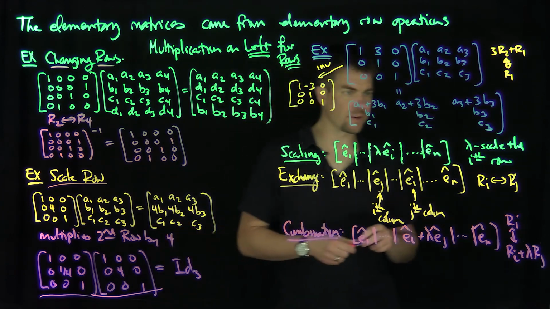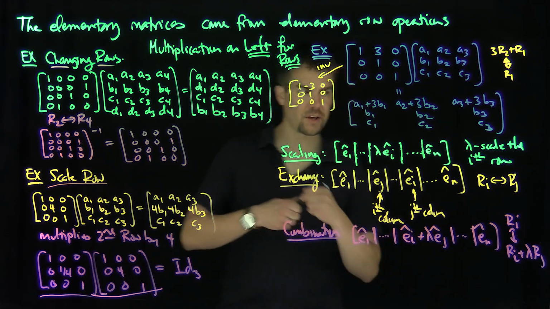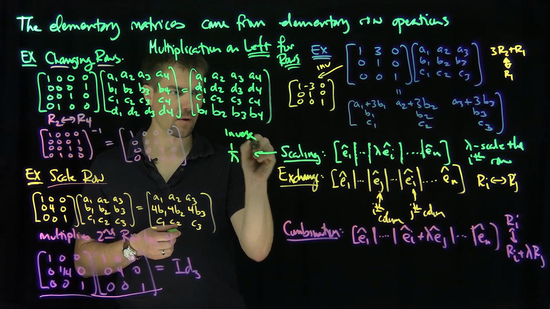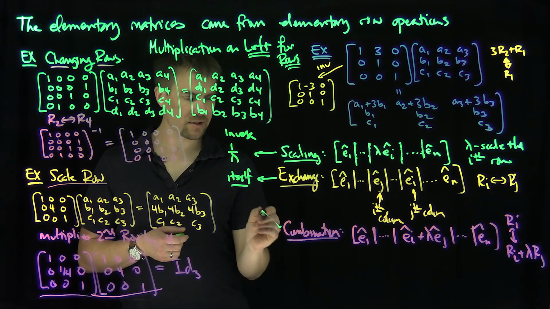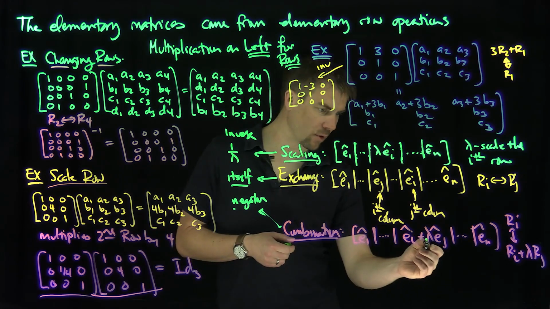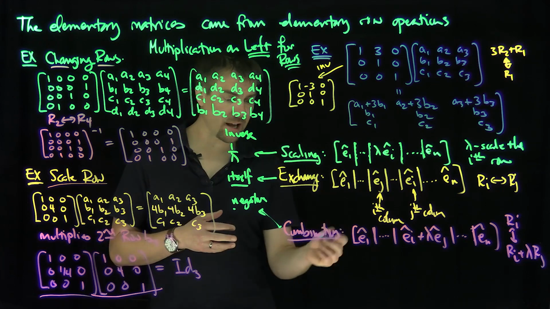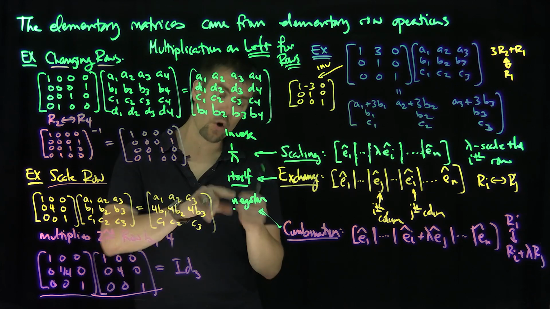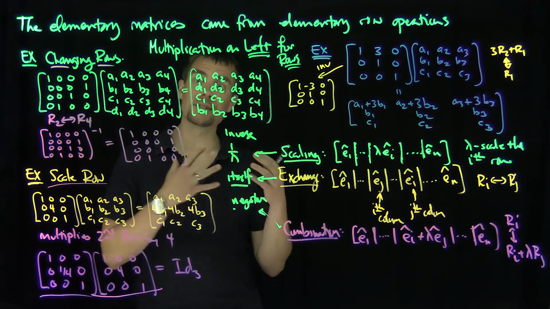And of course, what are the inverses of these things? The inverse of a lambda scale would be a 1 over lambda scale. The inverse of exchange is itself; it's self-inverse. And the inverse of combinations is the negative. So if I have a positive lambda over here, I would have a negative lambda for the inverse. So we see that the scaling matrices, the exchange matrices, and the combination matrices all have inverses of the same exact form. Now, of course, it might correspond to the multiplicative inverse or the additive inverse, but they maintain the same structural shape. So it's very easy to find inverses of these elementary matrices.